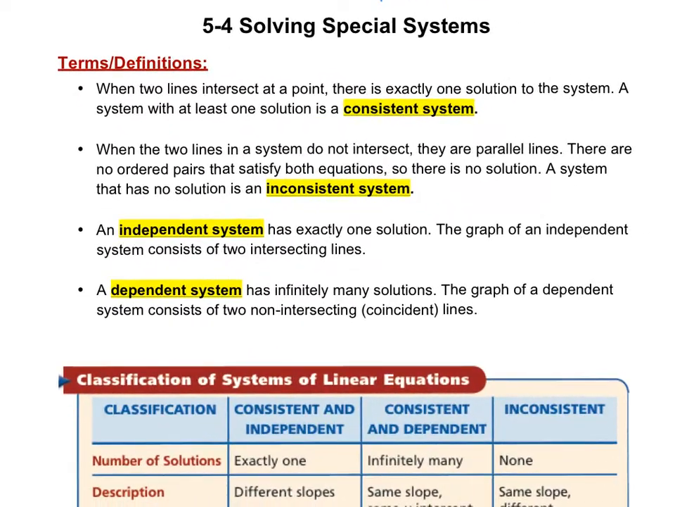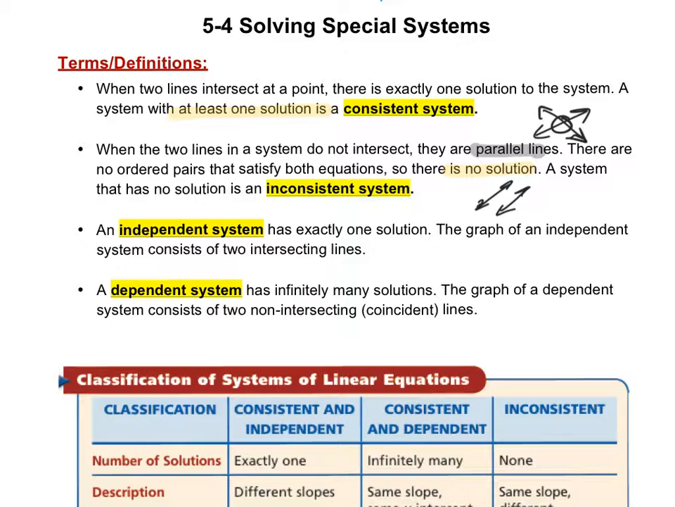So now let's talk about some more of the vocabulary points. Vocabulary for this unit. When two lines intersect at a point, in other words, when you cross and you have one point, there is exactly one solution to the system, and a system with at least one solution is called a consistent system. So if you have at least, now this is the key word, at least one solution, we call it a consistent system. Similarly, if you have two lines that do not intersect, so this is our parallel lines, they don't cross, and there are no ordered pairs that satisfy both equations. In other words, there is no solution. That is called an inconsistent system.